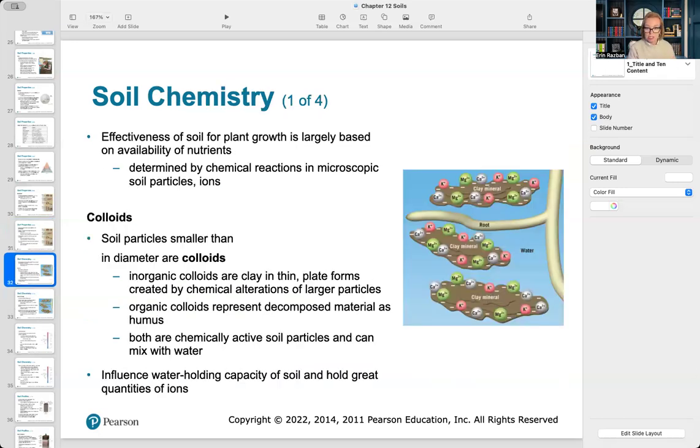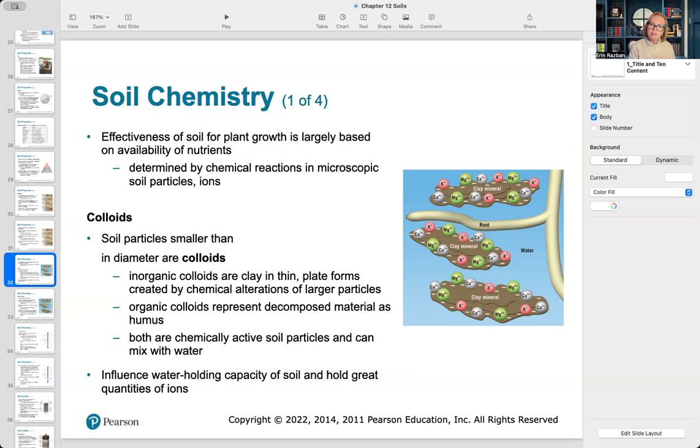So, soil chemistry. This is where soil becomes a true marvel. So let's talk about colloids. Microscopic particles smaller than 0.1 micrometers that are the chemical powerhouse of soils.